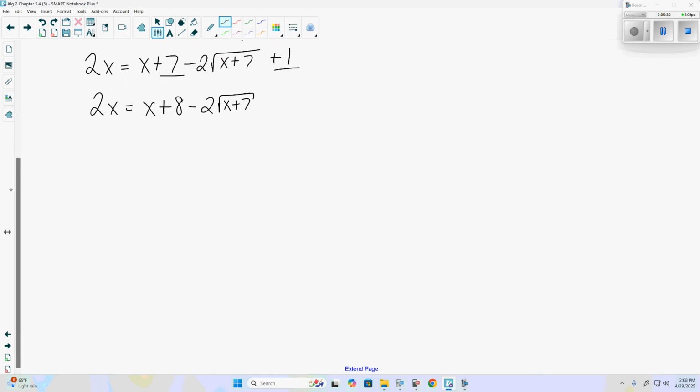So we will eventually, but I would move everything over first because we're wanting to get this square root of x plus 7 by itself. So one of the things we can move first is x, because x minus x over here would give 0, leaving us with 8 minus 2 square roots of x plus 7. On the left-hand side, 2x minus x is x.